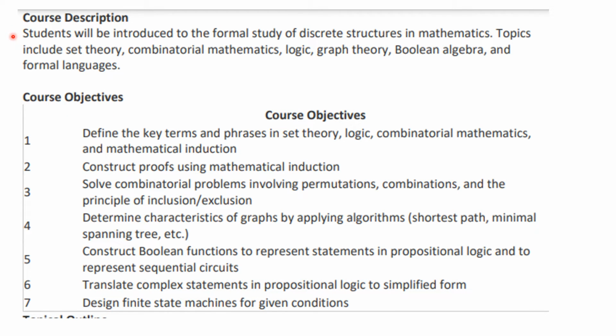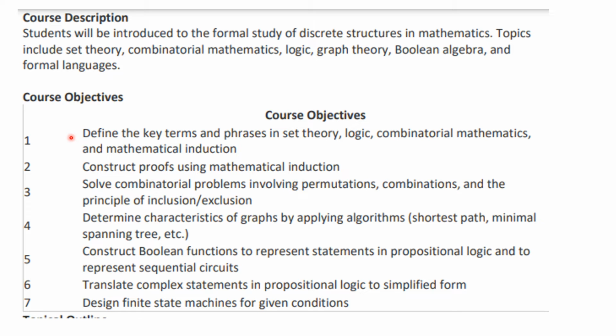At this stage of the course, it's useful to look back and say what we set out to accomplish. These are drawn from the syllabus for our course. The course description: students will be introduced to the formal study of discrete structures in mathematics. Topics include set theory, combinatorial mathematics, logic, graph theory, Boolean algebra, that means logic using disjunction symbols and so forth, and formal languages. And that was the regular expression stuff that we talked about.